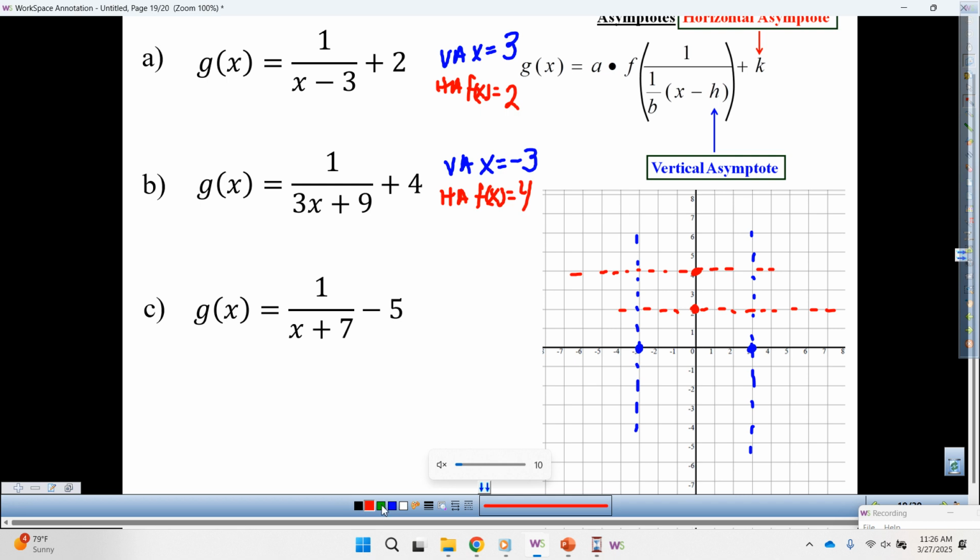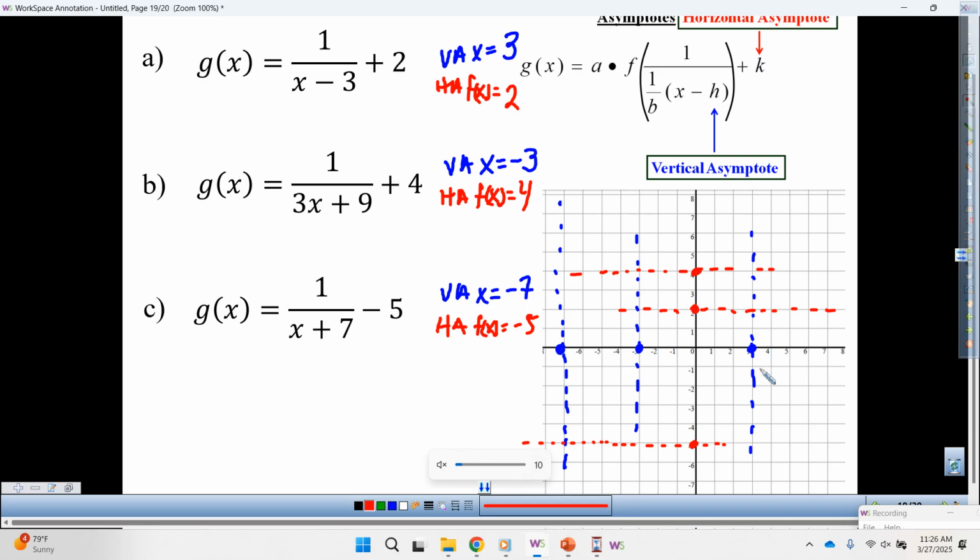All right. And last but not least, VA and HA. Pass them on, Gabriel. -7 and -5. -7 is over here. And -5 over here. And if you got that, from 1 to 5, I'll come through. Are you identifying the vertical and horizontal asymptote?